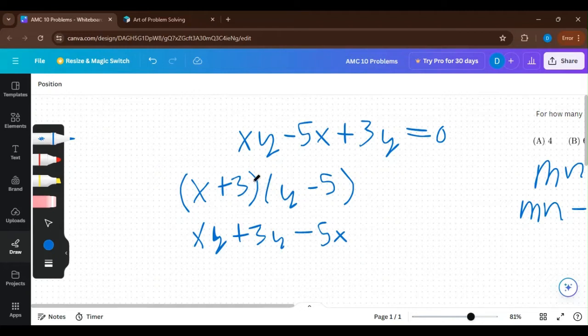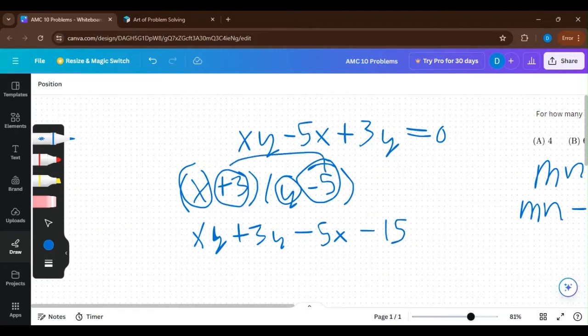So you have this 3 and you align it with the y on the other side because you want to get 3y, and you have this negative 5 and you align it with the x on the other side, which gives you negative 5x. And as you see here, we aren't done because there's a negative 15 that's still waiting to be multiplied in. And in the original equation, negative 15 isn't there. So what do you have to add to make it the same as the original equation? You add 15. So negative 15 plus 15 crosses out and is equal to 0.